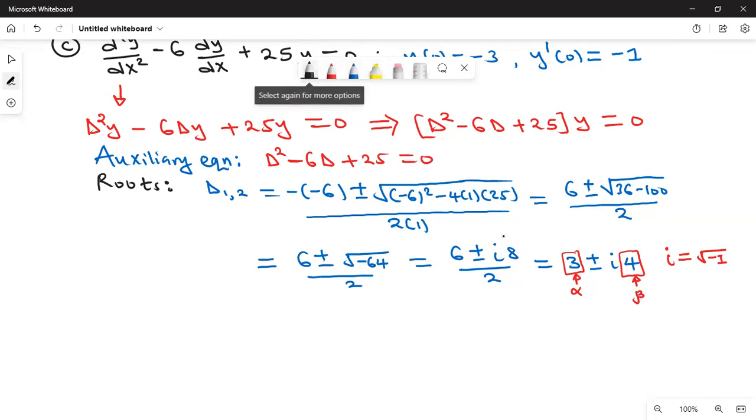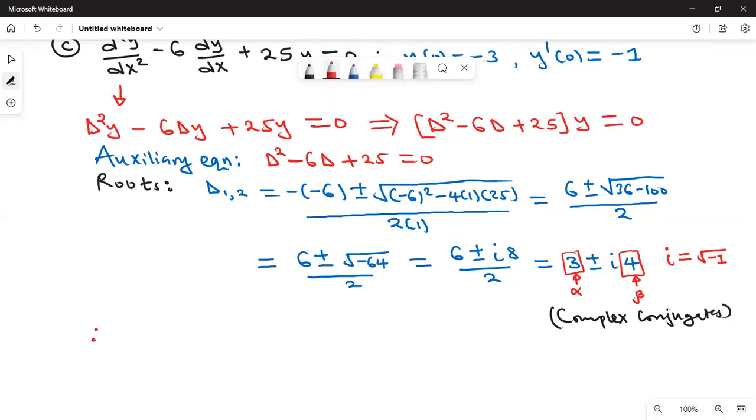Remember, the roots are complex conjugates. D1 is 3 plus i4 and D2 is 3 minus i4. Those are the two roots. They are complex conjugates. Now, how do you write your general solution?